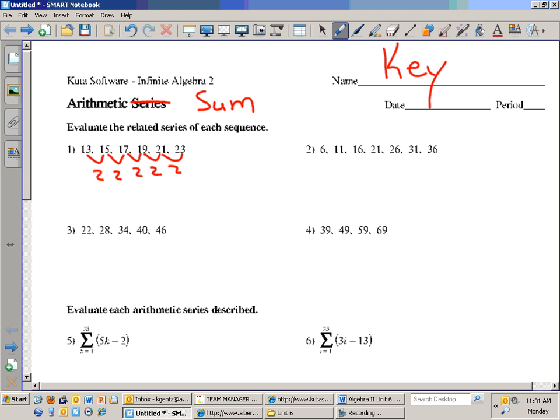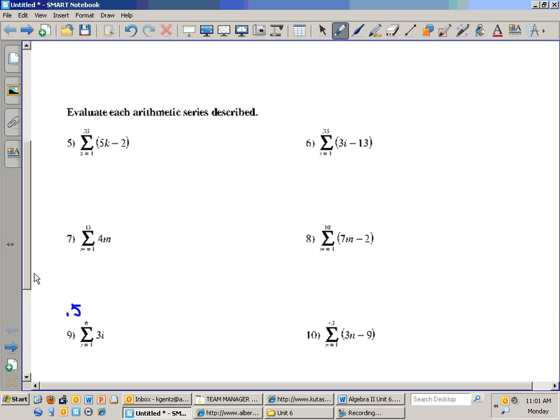And on Friday, we learned how to write a rule for that. You remember that we had a sub n is equal to a sub 1, which is our first term, plus n minus 1 times d, d being the difference between the two terms. And so we could write a series for it. But when it says evaluate the related series, all it means is that we add them up. We take 13 plus 15 plus 17 plus 19 plus 21 plus 23. We get the answer. That's easy to do, right? So let's move on to something more difficult, okay?